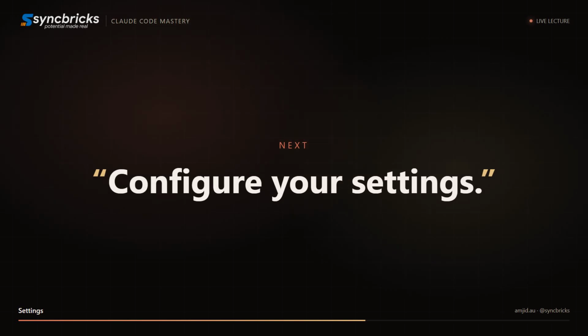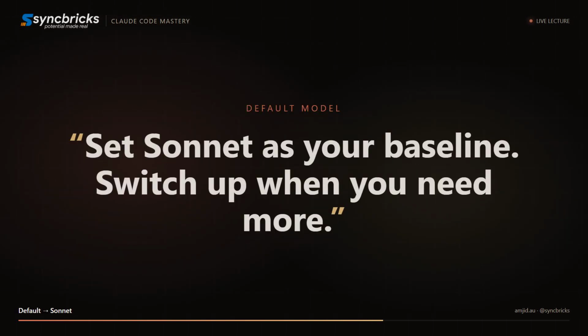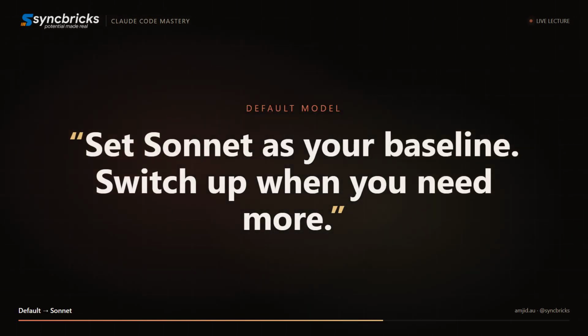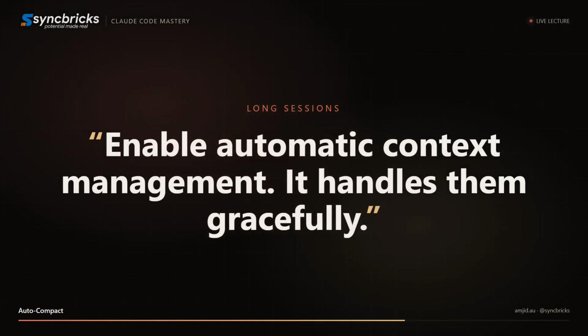Next, configure your settings. Use the configuration command to open settings. Here you can define your default model, adjust appearance, enable automatic context compression, and manage tool permissions. For most users, setting the default model to Sonnet is a good starting point. You can switch to more advanced models when needed.